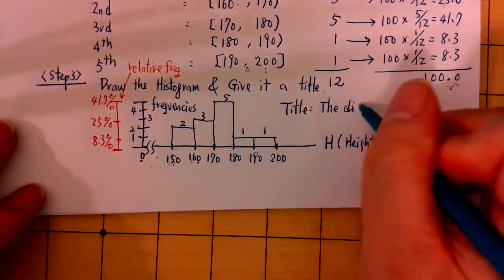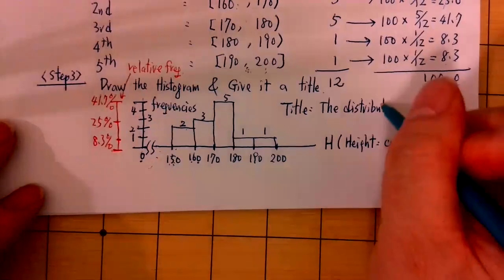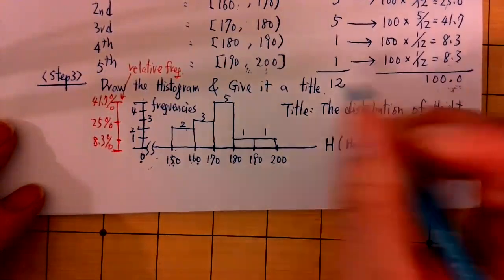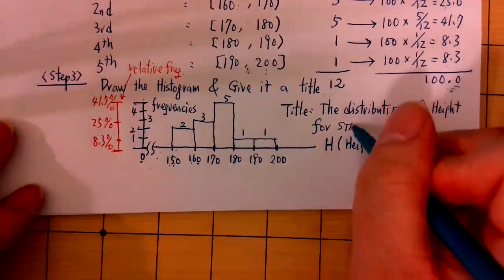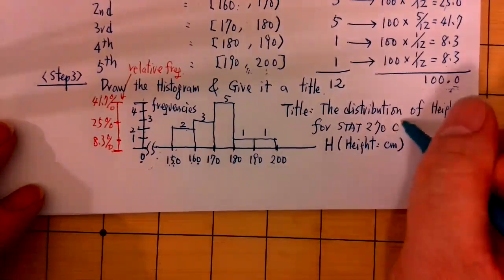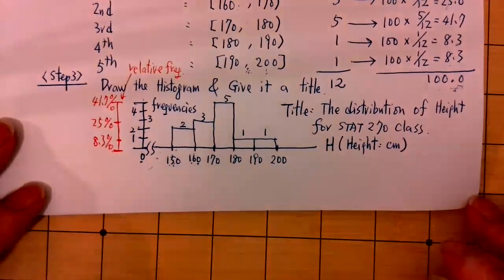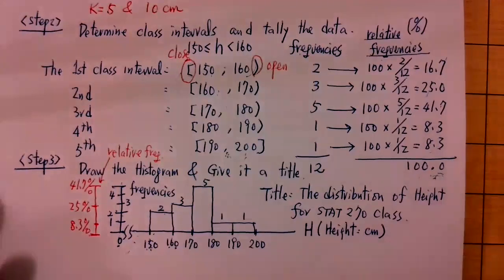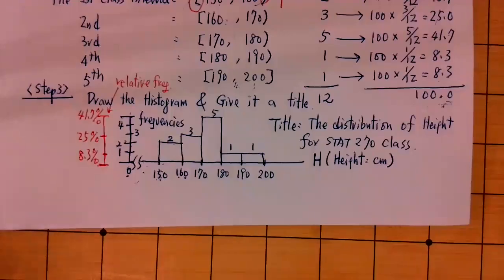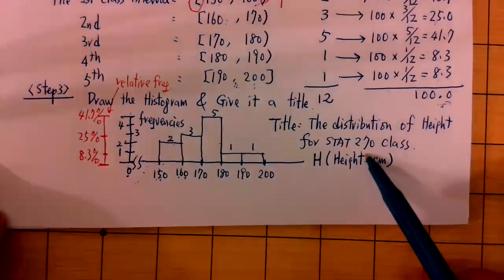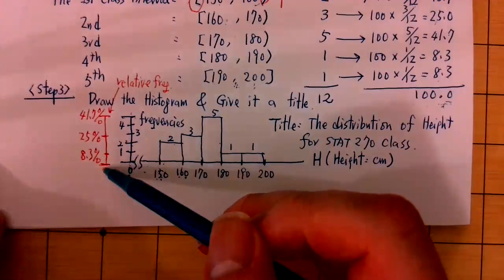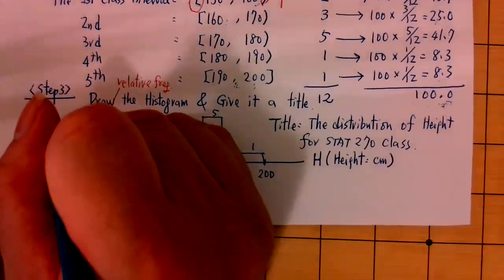The distribution of height for Stat 271 class. Okay? If you want to copy, go ahead. To show the distribution of height, the vertical axis, you can use frequency, but you can also use relative frequency. We actually have the third option. It's called density units.